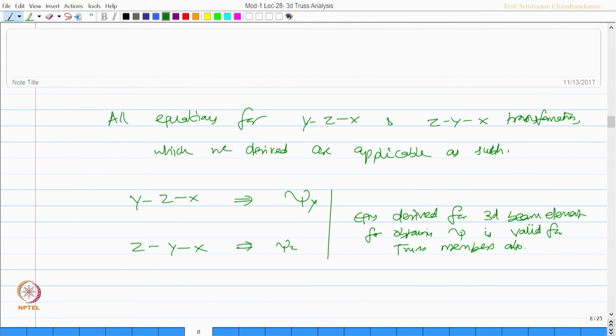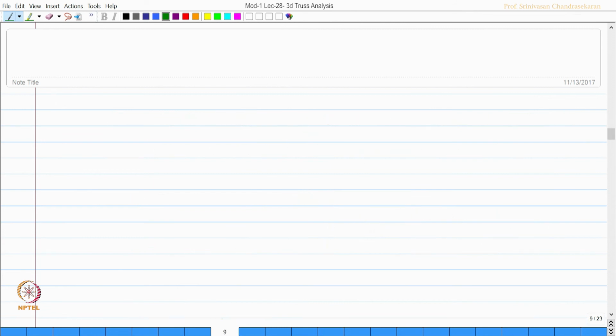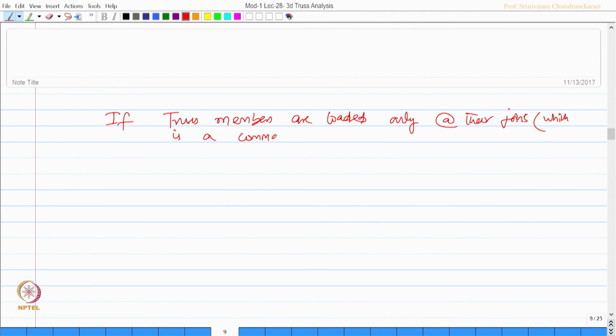There is only one important catch. If truss members are loaded only at their joints, which is usually a common phenomenon, only joint loads are considered, okay? No member loads.